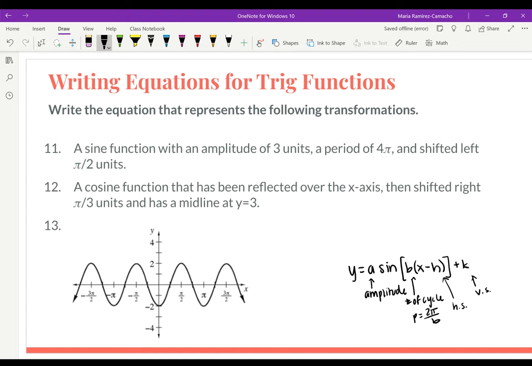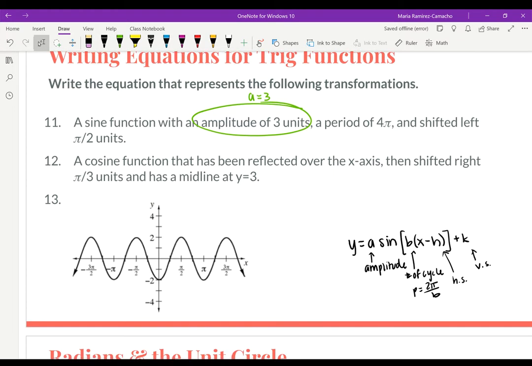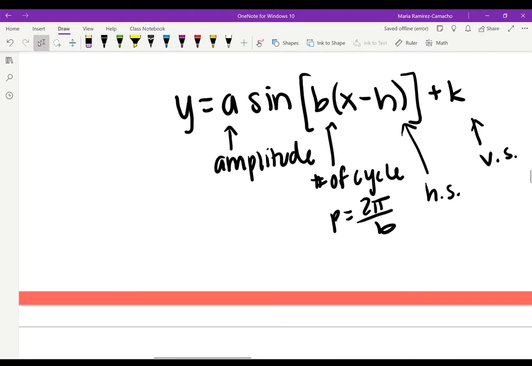So number 11, a sine function with an amplitude of 3 units. Right away, A equals 3. A period of 4 pi. Let me pause here and go back to the period equals 2 pi over B. We can also use B equals 2 pi over the period to go back and forth between period and B value, whatever it is that you know.